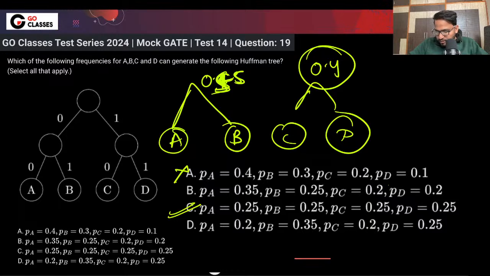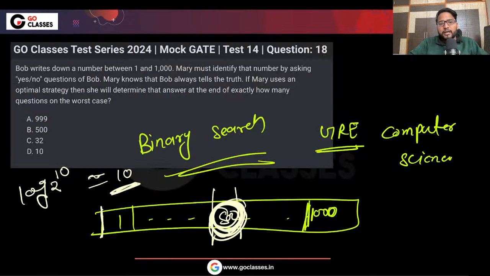No, for each iteration you just need to ask one question. So here for each iteration you just need to ask one question, whether it is lesser, then they will say yes or no, right? Lesser or greater, whatever you want to ask.